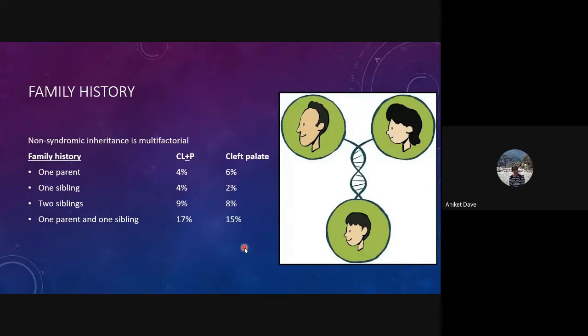Family history has a significant role to play, and this non-syndromic inheritance is usually multifactorial. This table shows how likely a child is to be born with a cleft lip or a palate if any of the family members are also affected by the same defect.